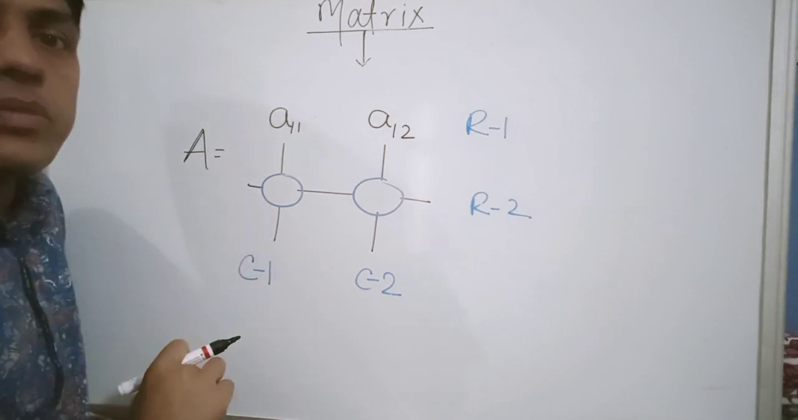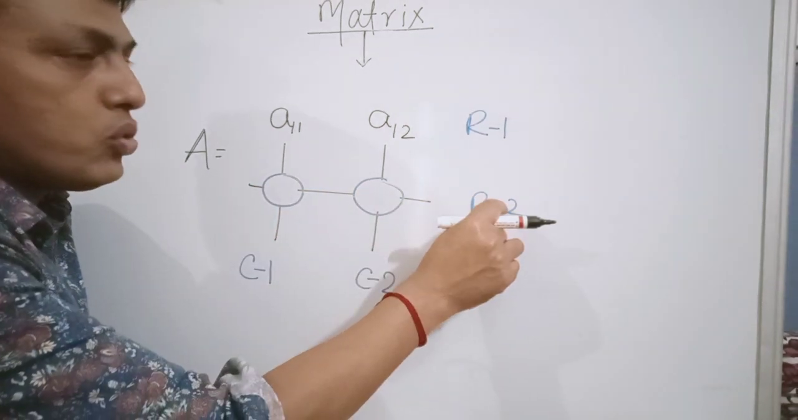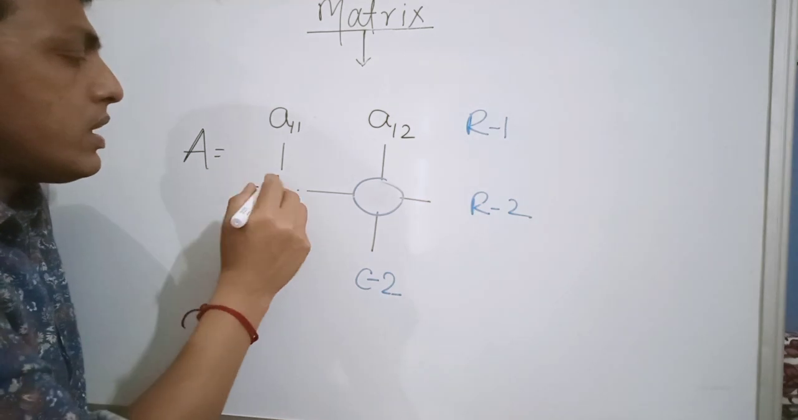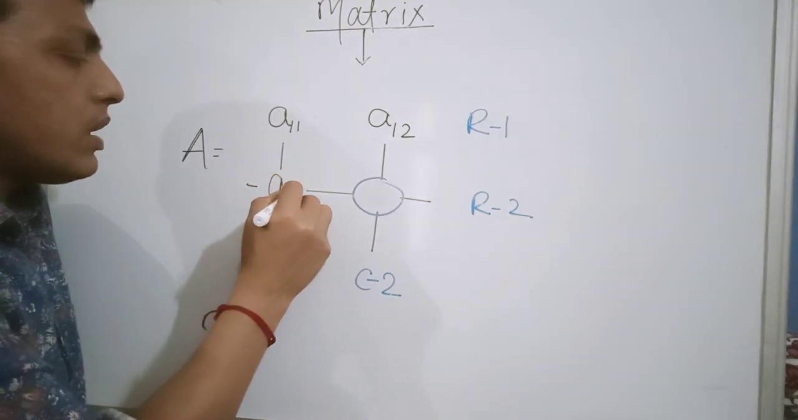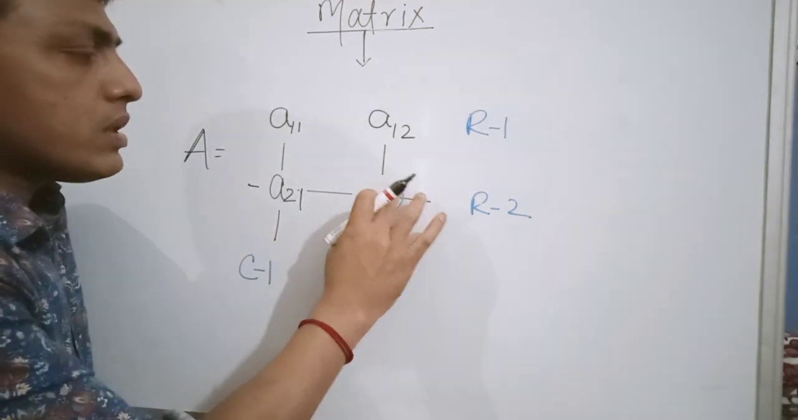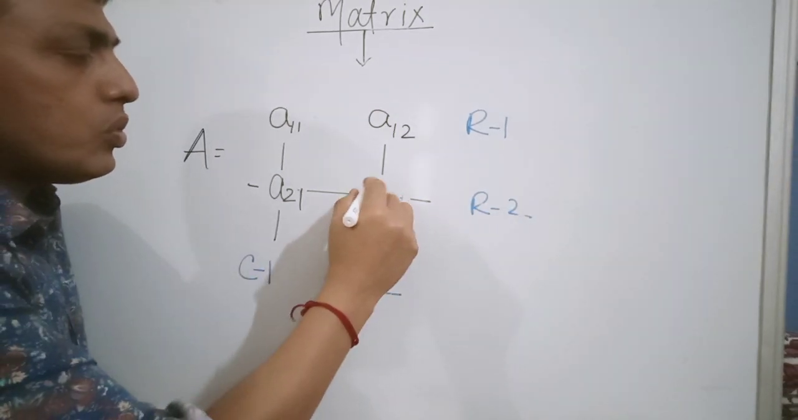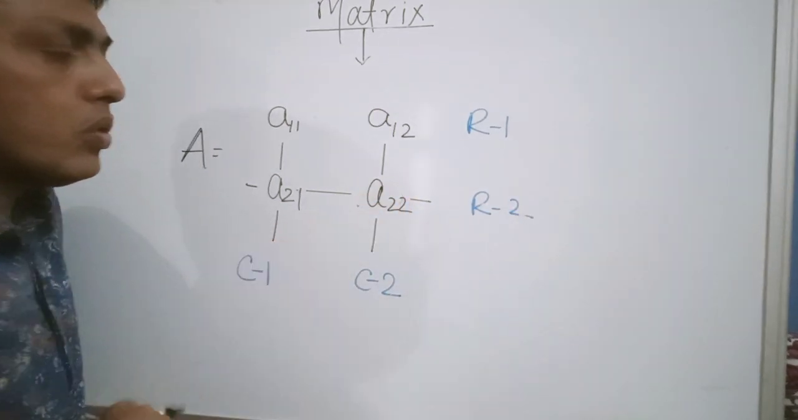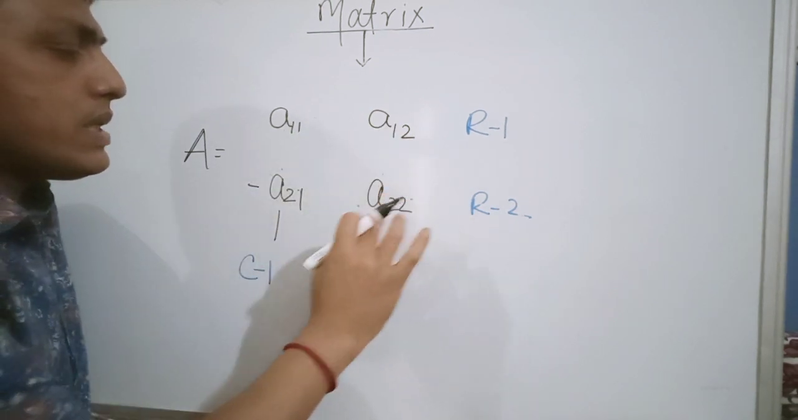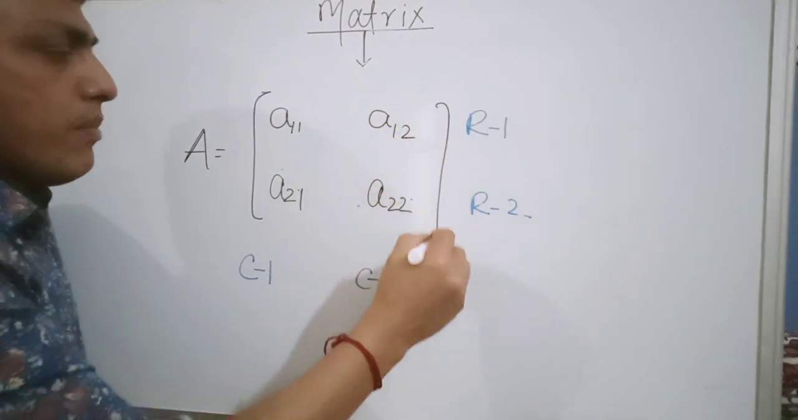Go for the third symbol. This is row number 2 but column number 1. So the symbol will be a21. What about this? Row number 2, column number 2: a22. Ignore all these horizontal and vertical lines. Enclose them in a square bracket.